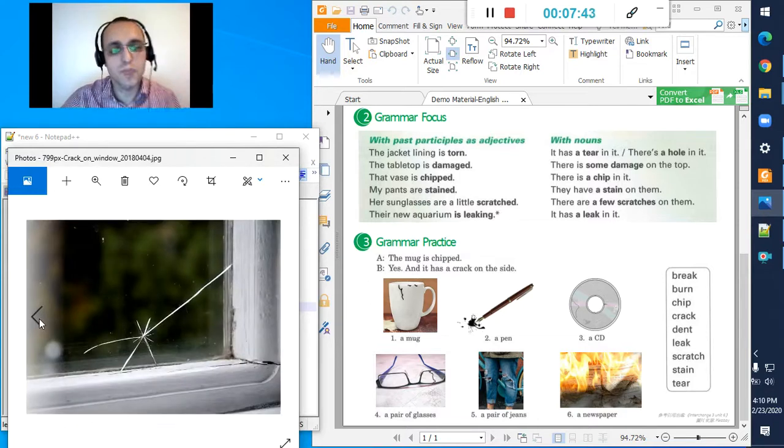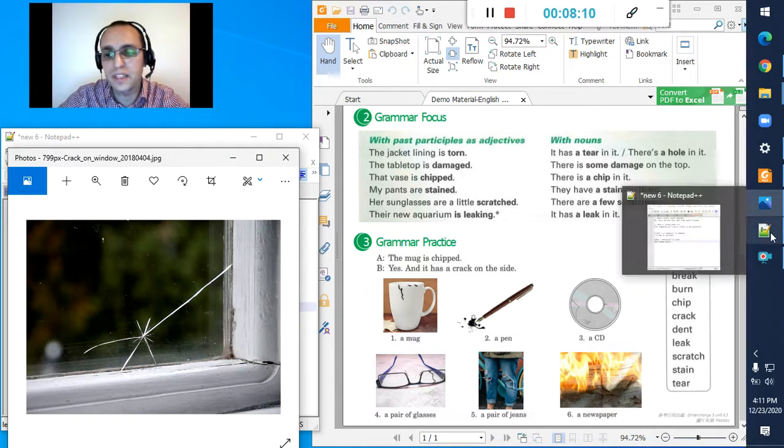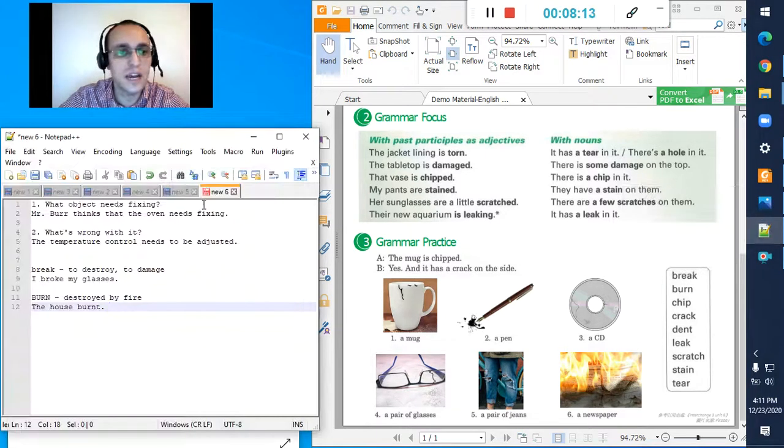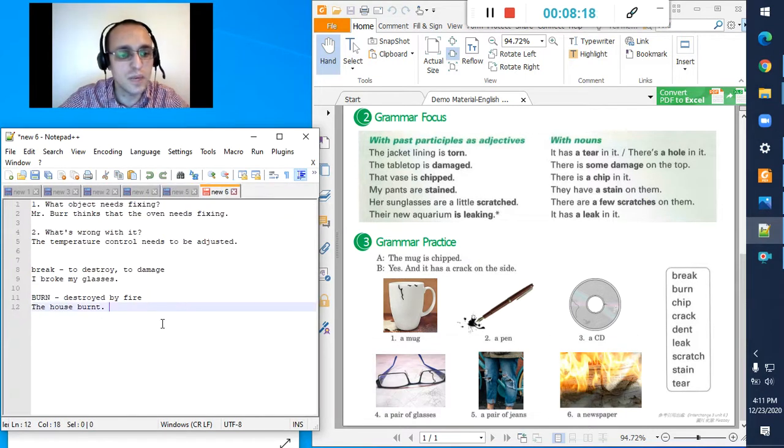What can you see in this picture? A broken window. Okay, there are thin lines that appear on the window. So the window is broken, but the parts didn't separate. Maybe it has in fact a fissure in the window. Yes, great. Can you make an example sentence? I hit the window and it cracked. Very well. So a crack is a split or a fissure.